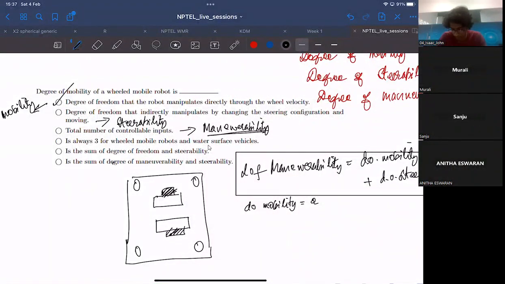For the mobility part, the definition says it is the degree of freedom that the robot manipulates directly through the wheel velocity. So if the 2 motors run at the same speed, the robot will travel in a straight line. And if they run at differential speeds, then it can have a curved path. It can turn. So in that sense, you are saying degree of mobility is 2. Yeah. And what would be the degree of steerability?